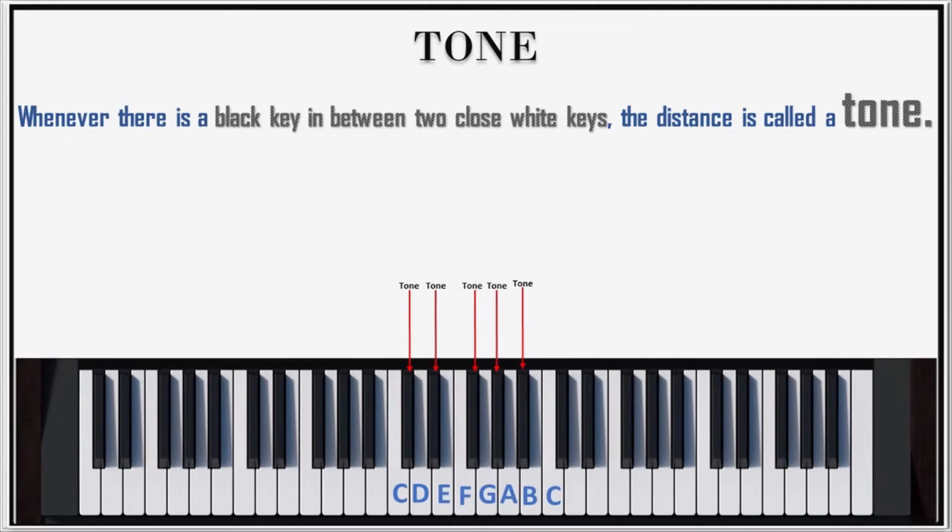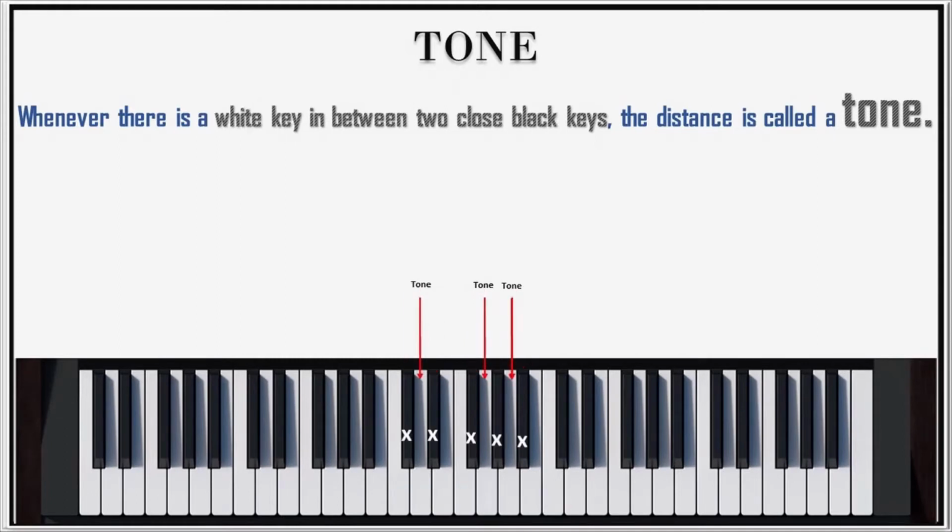From the illustration, notice that between the key of D and E, there is a black key. So the distance is called a tone. F and G have a black key in between them, and that is a tone distance. G and A have a black key in between them, and that makes a tone. Likewise A and B. More so, whenever there is a white key in between two close black keys, the distance between the two black keys is a tone. A tone interval is also called a full step.